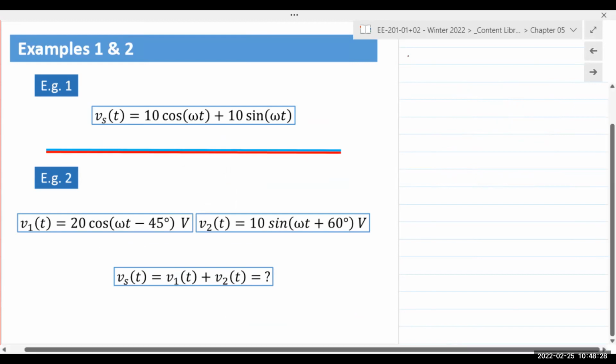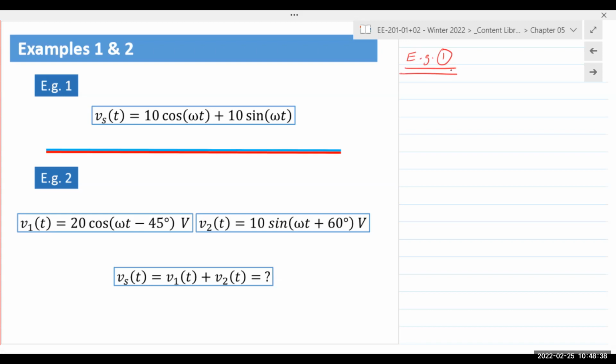So let's look at example 1. What is it asking us? It is asking us to solve for Vs of t. So find the value of Vs of t. It is given as 2 separate components, 10 cos omega t plus 10 sin omega t. First thing to do is to see if it is possible to combine these 2 components together or not. And the way we do that is by looking at the frequency.